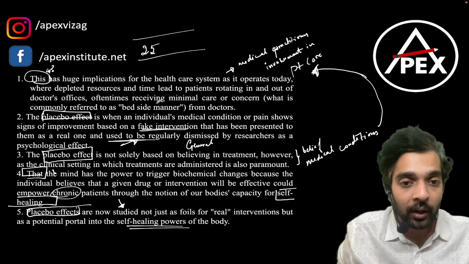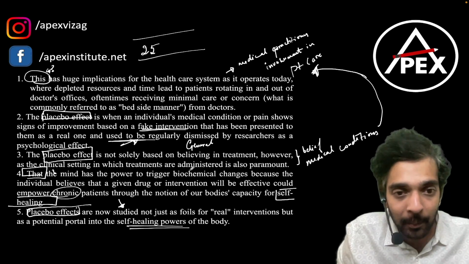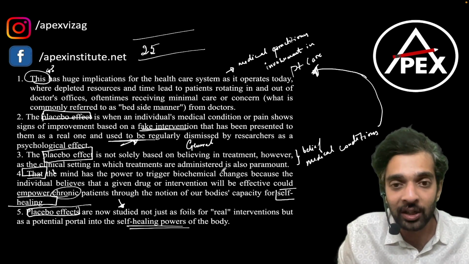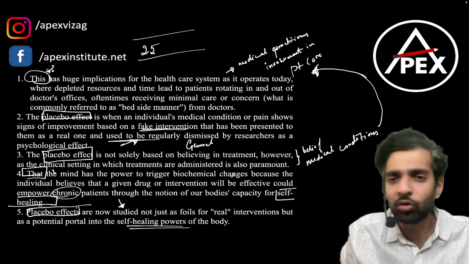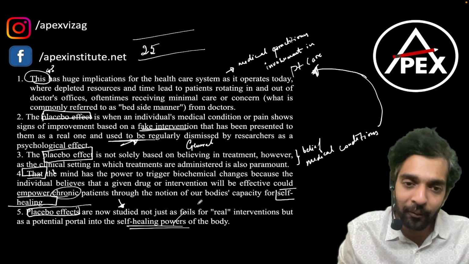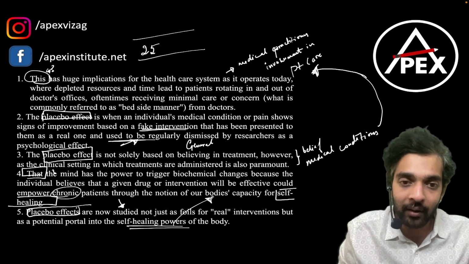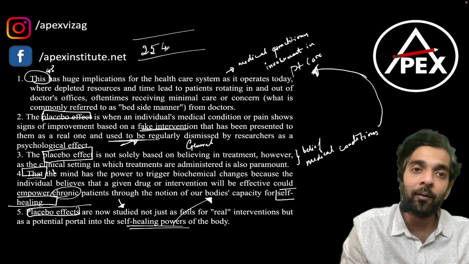What else? Now over here, this 4, that the mind has the power to trigger biochemical changes. Okay, and it will effectively empower the patients to the notion of our body's self-healing. So I can see that self-healing is being talked about again. So that's kind of a link that we have. So definitely it's going to be 2, 5, 4.